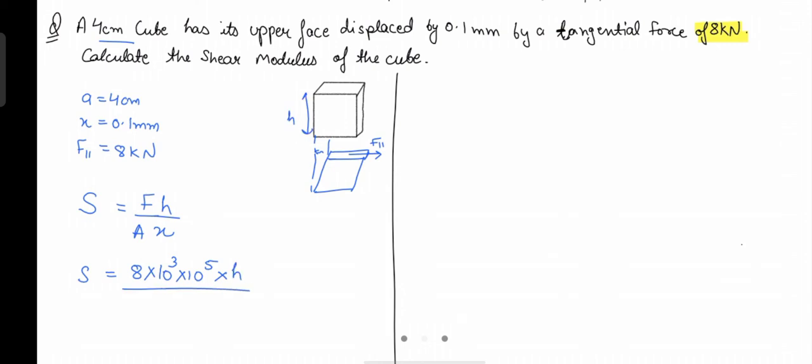You can simply find the area with the side given. How will you find it for the cube? It will be simply side square. So if you do the side square, it will be 4 multiplied by 4. And what about this change? This change is 0.1 mm. Now, though we are taking it in the CGS unit, we still have to convert this mm into the CGS unit, that is into the centimeter. So you just have to divide it by 10. In that case, it will be 0.01. You are converting mm into centimeter. If you are converting centimeter into mm, then multiply by 10. Converting mm into centimeter, divide by 10.